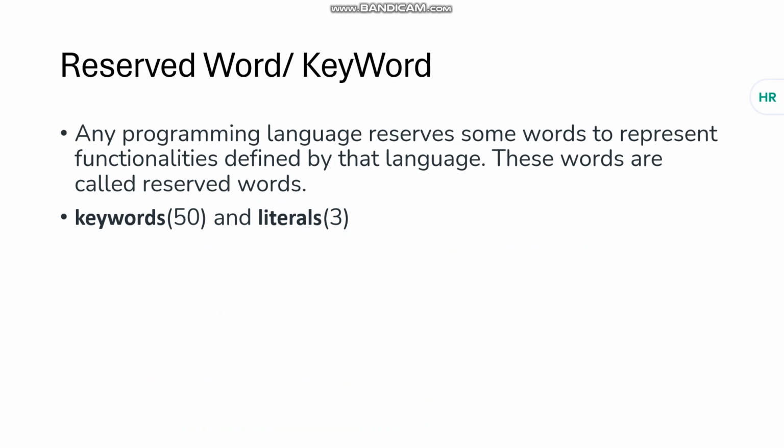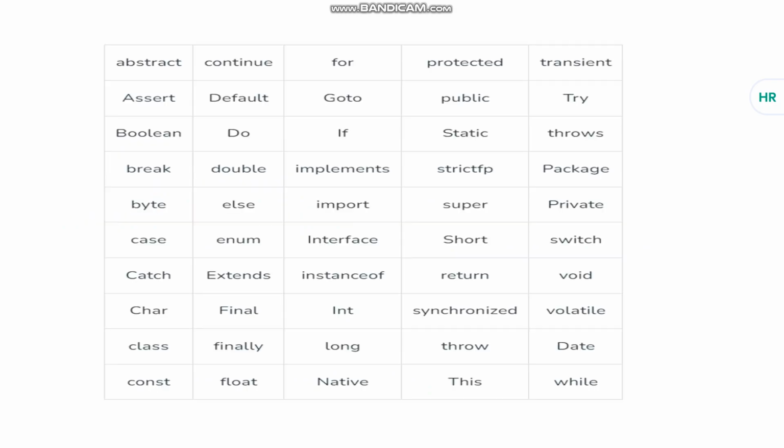And we cannot use them as identifiers. These are the reserved keywords: we have if, static, for, and everything here is a reserved keyword. You can go through it once. It will be very useful.